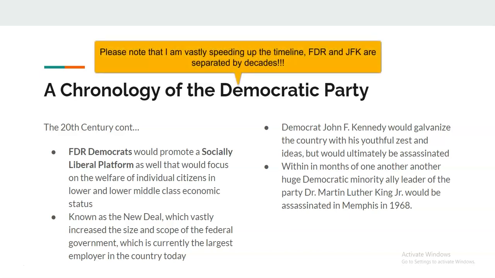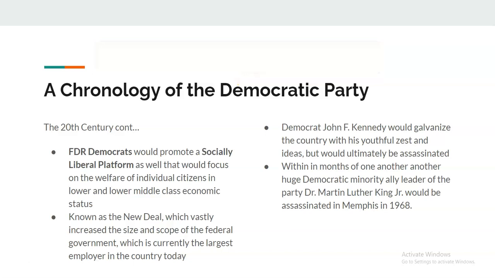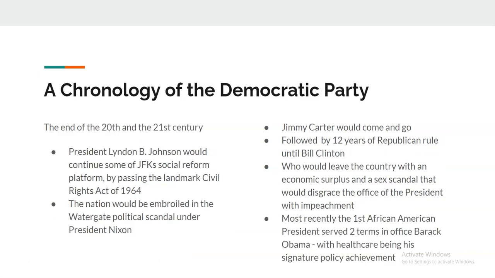Democrat John F. Kennedy would galvanize the country with his youthful zest and ideas, but would ultimately be assassinated. Within months of one another, a huge Democratic minority ally and leader, Dr. Martin Luther King Jr., would be assassinated in Memphis in 1968. Taking JFK's place would be President Lyndon B. Johnson, who would also continue some of JFK's social reform platforms by passing the landmark Civil Rights Act of 1964.